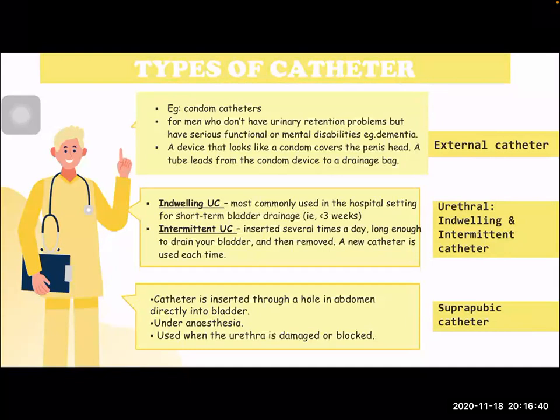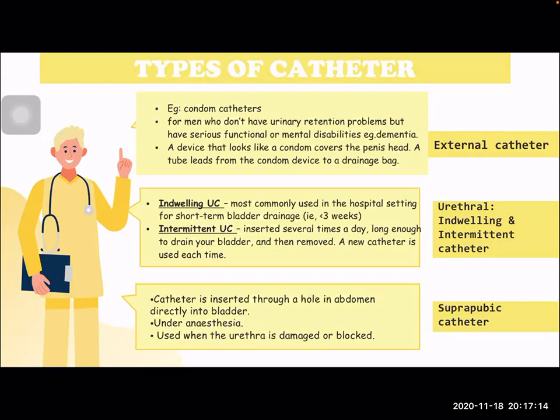Next type is the urethral catheter, which is further divided into indwelling urinary catheters that are most commonly used in the hospital settings, especially for short-term bladder drainage, for example, less than 2 weeks. And then intermittent urinary catheters, that is used when the patients want to pass the urine. So a new catheter is used each time.